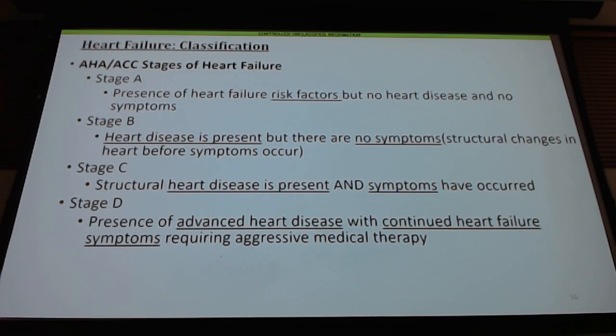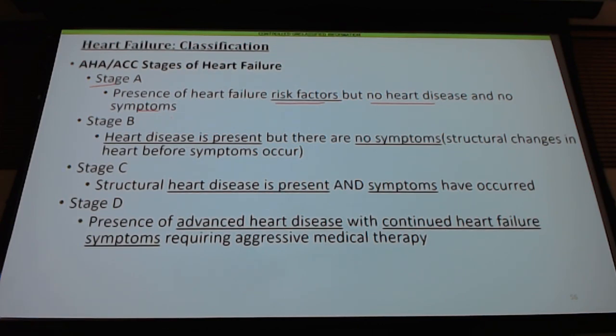Now compare that to the ACC-AHA staging classification, because this is where a lot of our treatment guidelines are going to come from that we're going to talk about tomorrow. A stage A heart failure patient is the presence of a risk factor, but they have no heart disease and they have no symptoms. So technically, if anybody here has hypertension or diabetes, you are stage A heart failure according to the ACC-AHA, because you're at risk of getting heart failure.